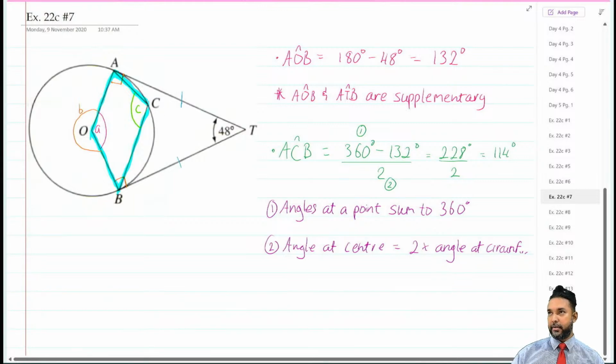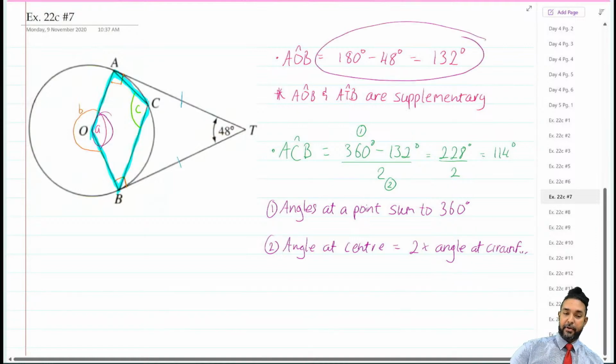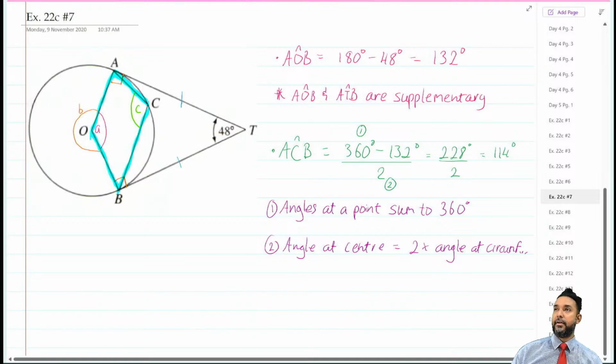One second, Jerry. So we found A by doing 180 minus the 48. To find B is 360 minus the 132. And then the angle at the center, B, is double the angle at the circumference. So if we have this angle, that's double C. So to find C, I have to find half of that, which is why we divide by 2. Okay. Yeah, Jerry, sorry. Go ahead.